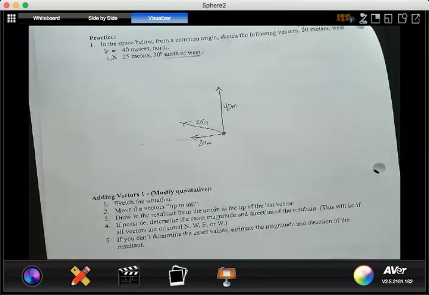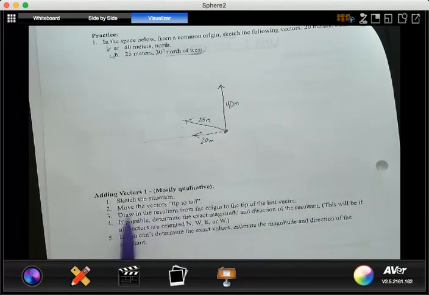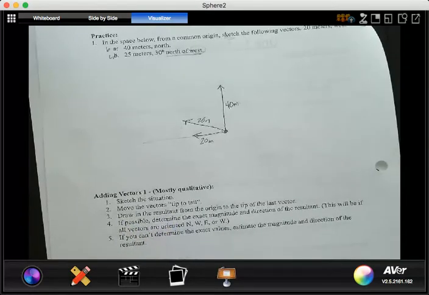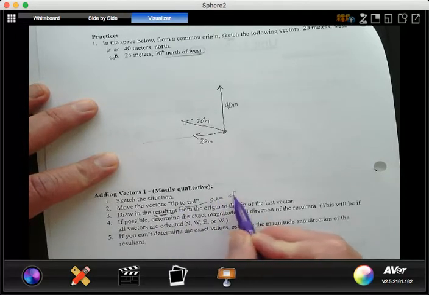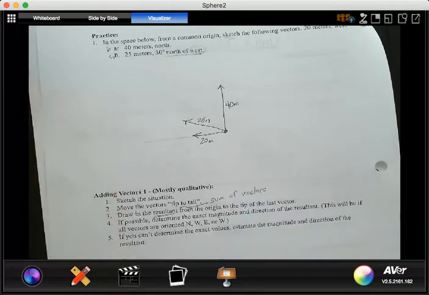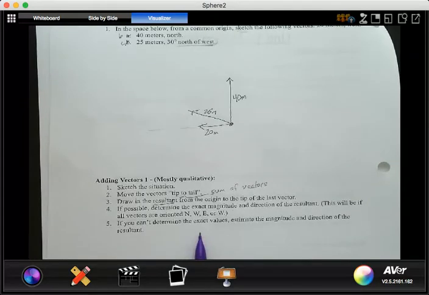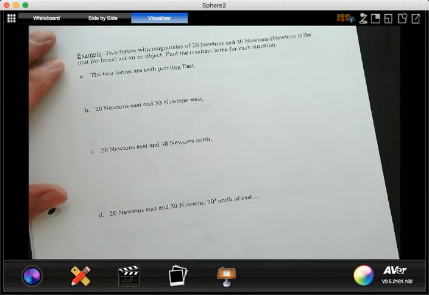Now, when we're going to add vectors, and this won't make sense till we've done it, we're going to sketch it, we have to move the vectors tip to tail. I'll explain what that means in a little bit. Then we draw the resultant. Resultant is the sum of the vectors, from the origin to the tip of the last vector we drew. If it's possible, we're going to determine the exact magnitude and direction. Okay, if they're all oriented north, south, east, or west, we can use Pythagorean. If we can't determine the exact values, we're going to estimate it. So here is our examples for that.